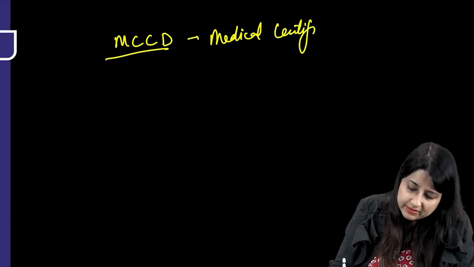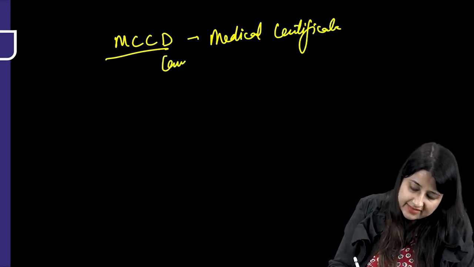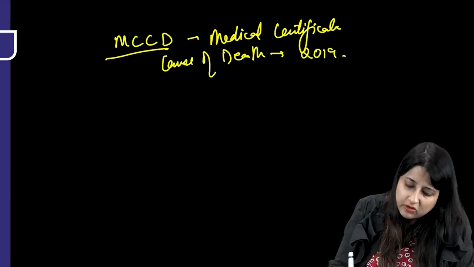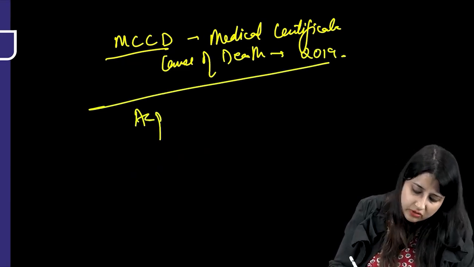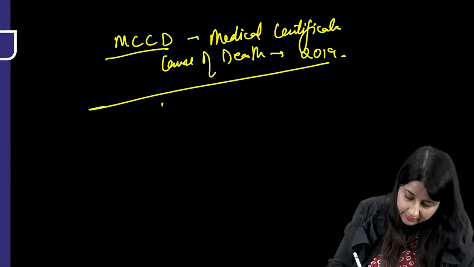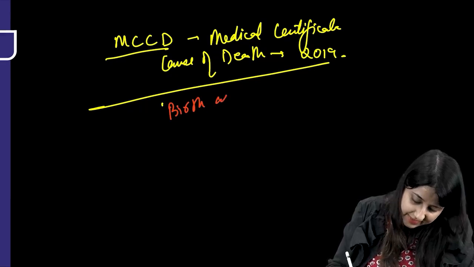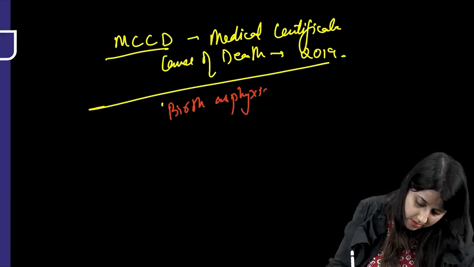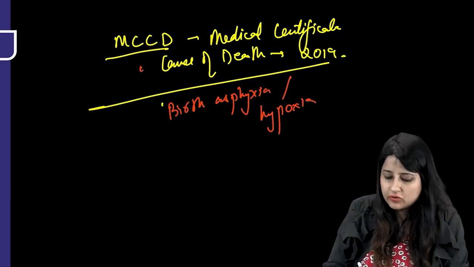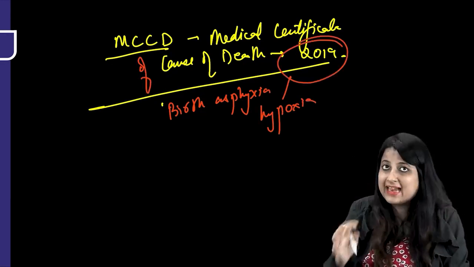So there was one more survey, the medical certification of cause of death survey, which was done in 2019. According to that, the most common cause of neonatal, infant and under 5 mortality became birth asphyxia, or hypoxia. Medical certification of cause of death survey of 2019.